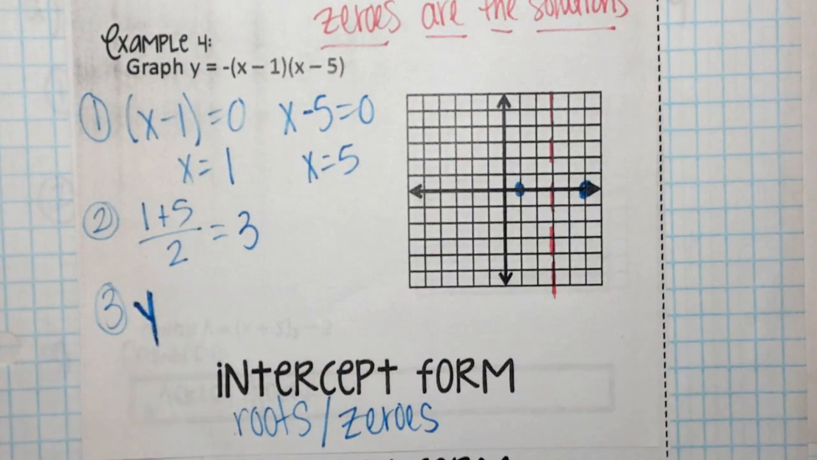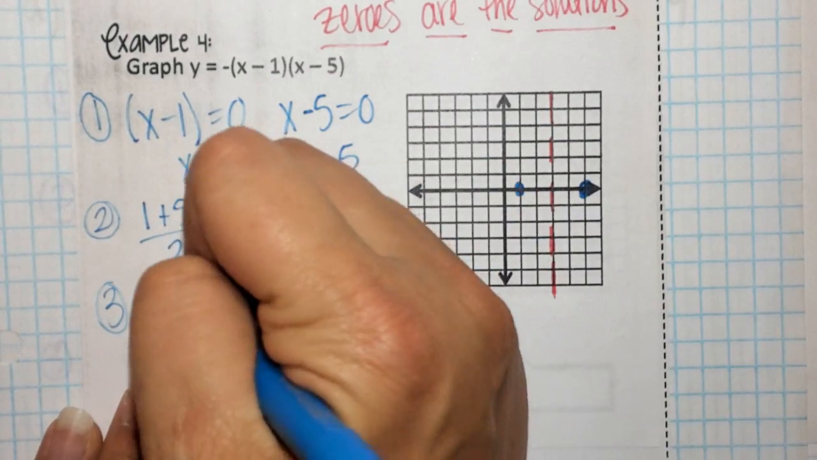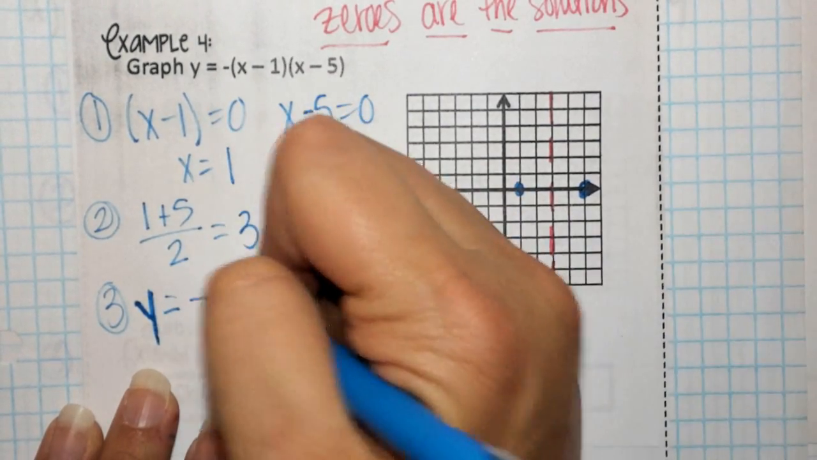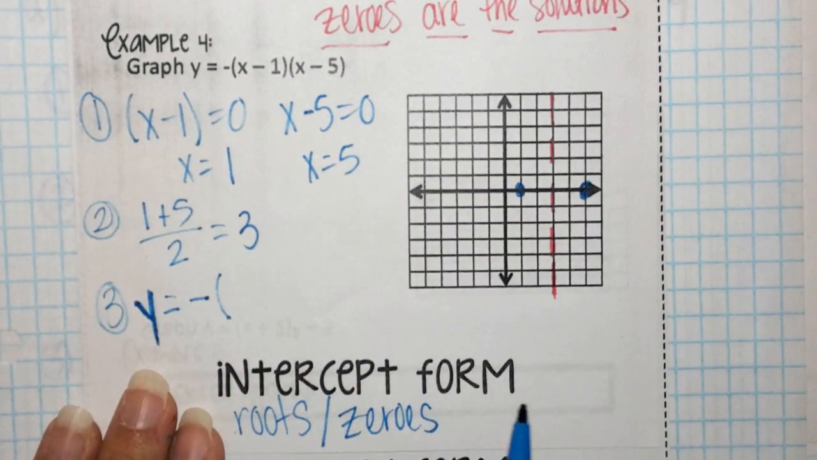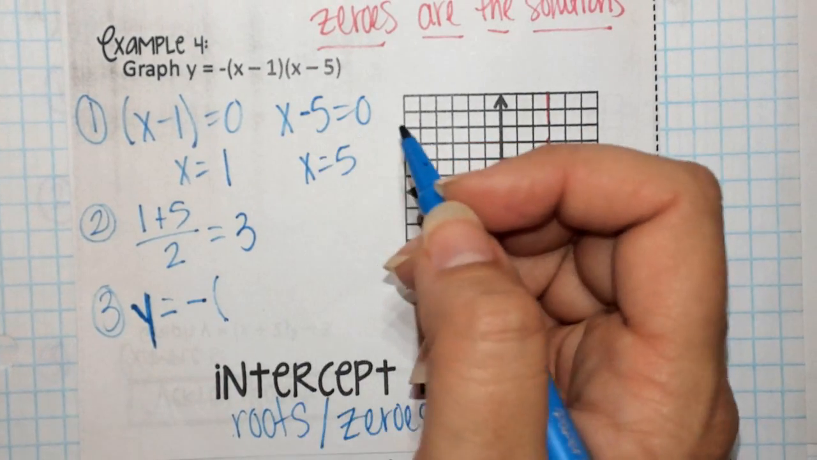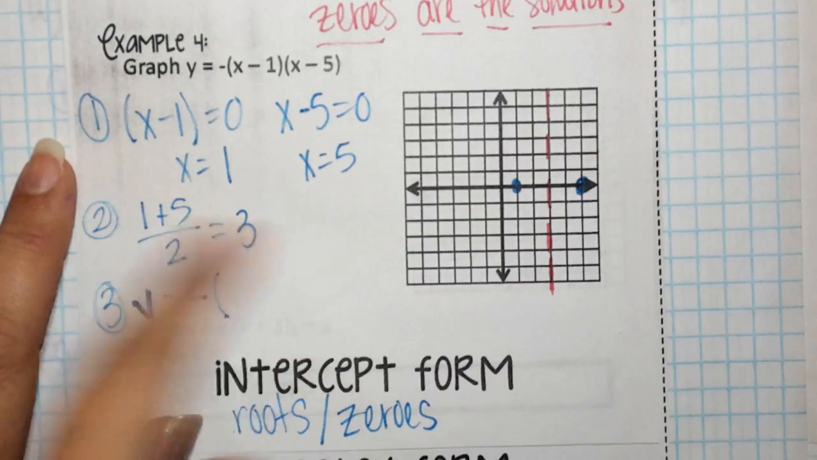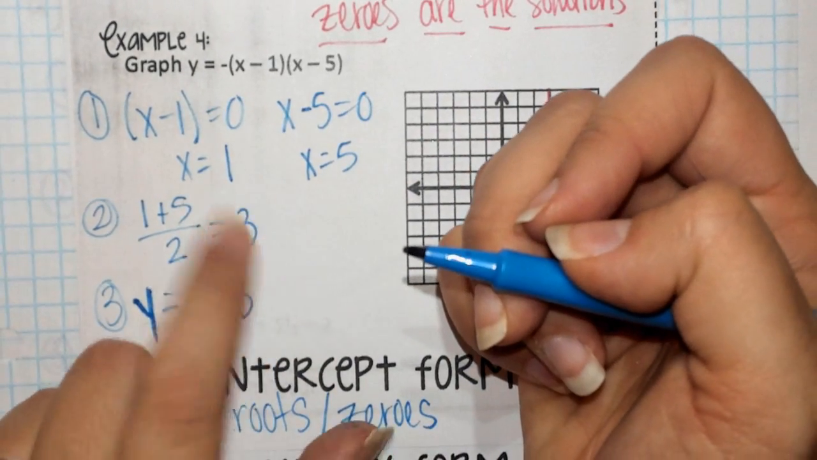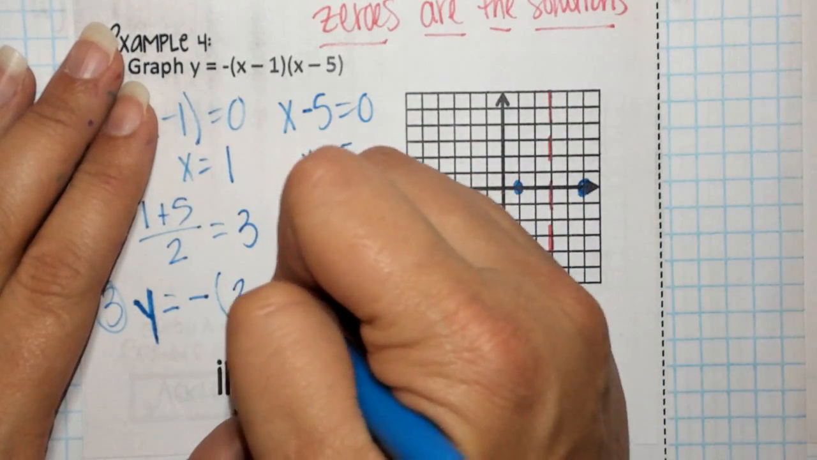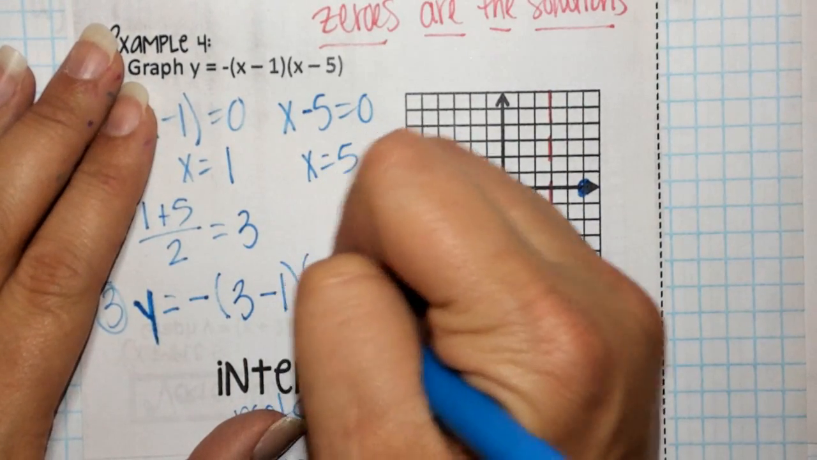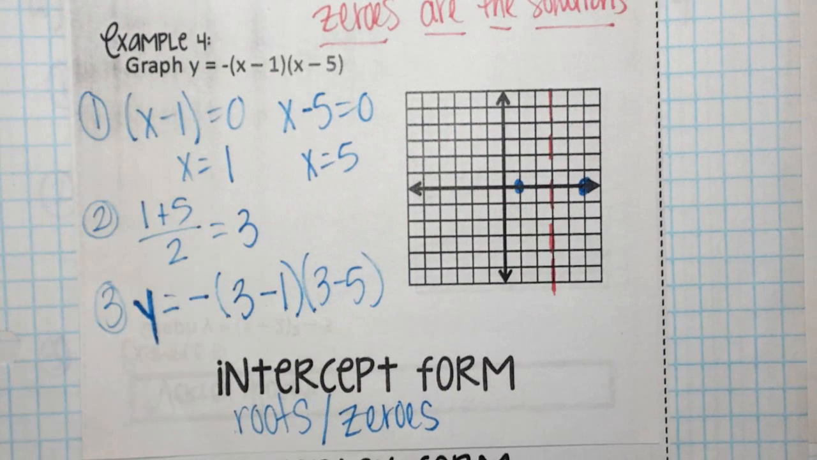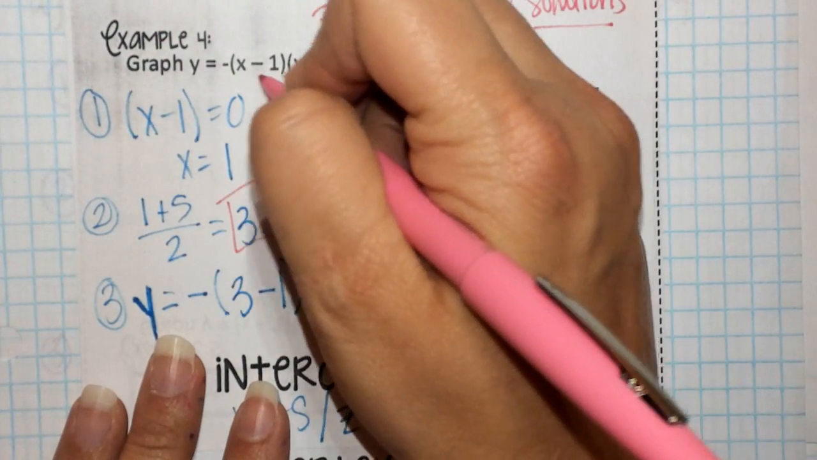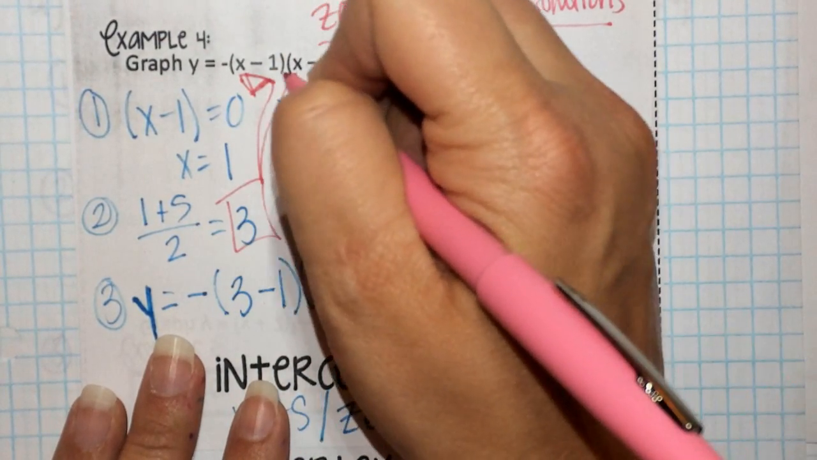Now, this is where the negative comes into play. It's equal to negative parentheses. What does our x equal? 1. I'm sorry, what's our axis of symmetry? 3. It does equal 1, y'all were looking up here, but I meant our axis of symmetry. My fault. Negative, 3 minus 1 times 3 minus 5. So plug in your axis of symmetry. Plug this guy in here and here.